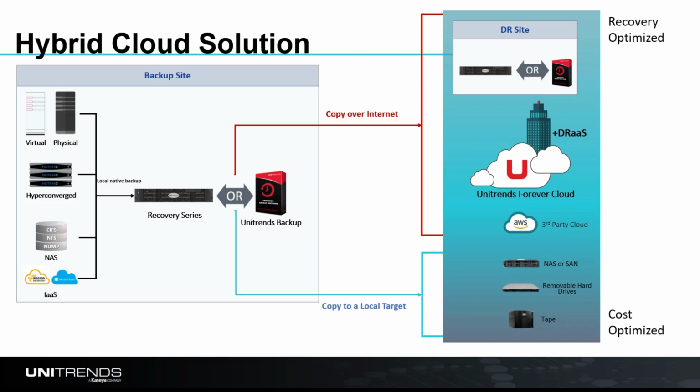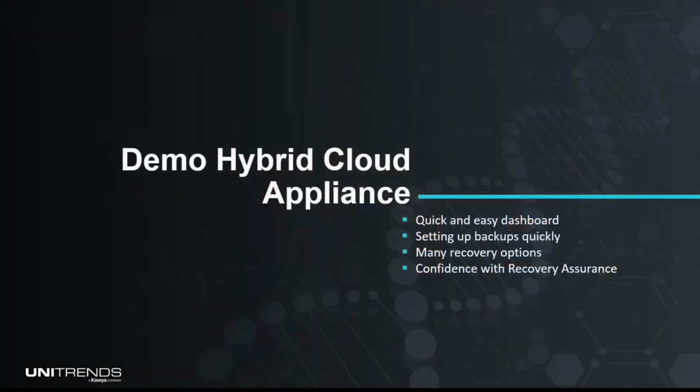Right in the middle of all that is the Unitrends Forever Cloud, where we can serve as the offsite target, long-term retention, and optional DR as a service, where we can fail over servers in our cloud at different SLAs that are guaranteed to you. And then you can recover and run out of our cloud while you recover your local environment and then bring the data back. Let's go ahead and take a look at what the hybrid cloud appliance looks like.